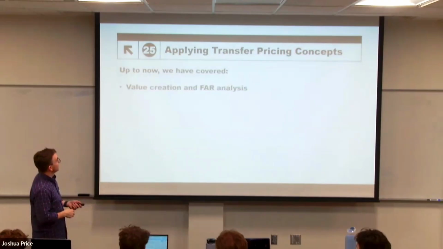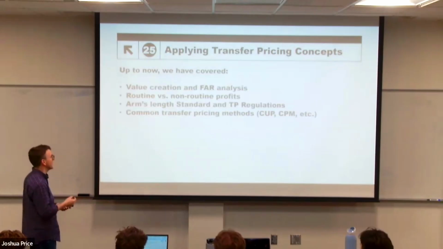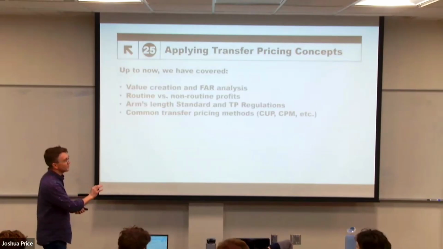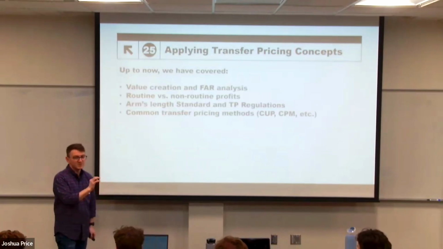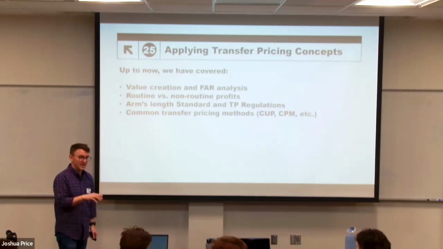So, just a quick recap: value creation, FAR analysis, routine versus non-routine profits, arm's length standards and the regulations that govern it, and common transfer pricing methods. I know we zoomed through that. I could spend a class on each one of those methods alone. They have that much detail. That's why I spun through it.